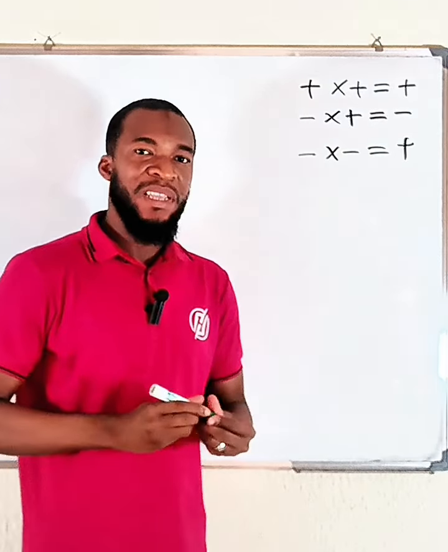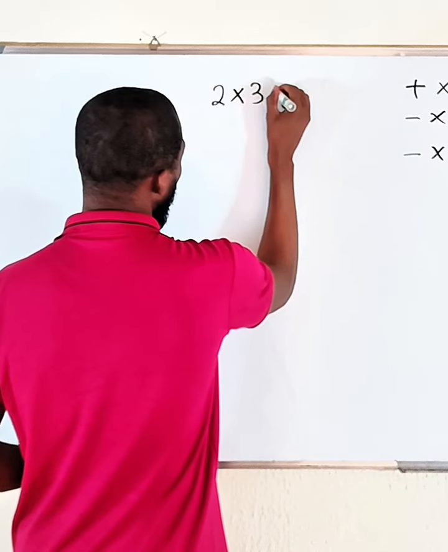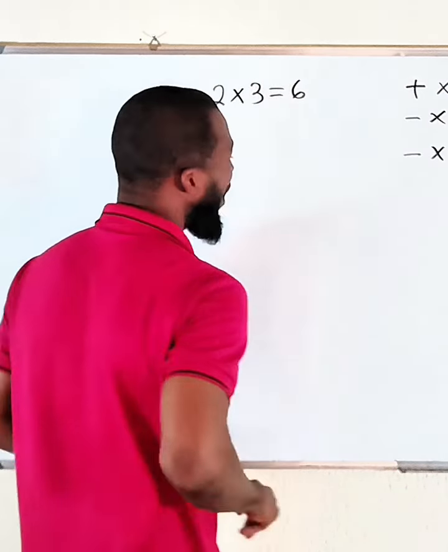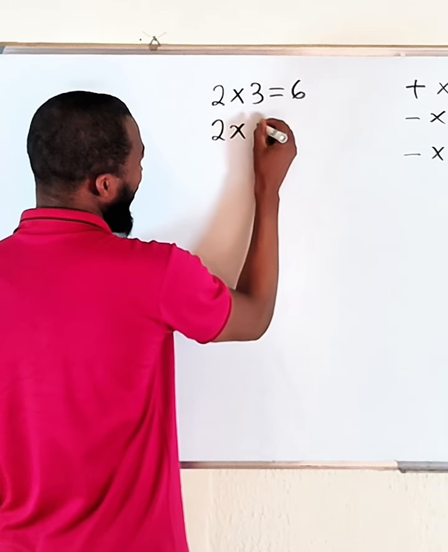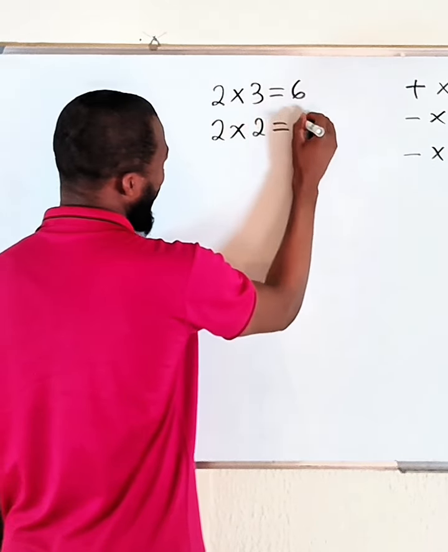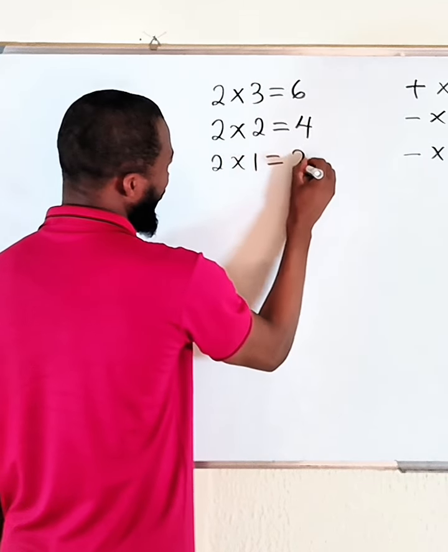So let us look at it logically. Let me take a very small number, 2. If you multiply 2 by 3, this is definitely 6. We have no problem with that. If I should take 2 and I multiply it by 2, this will give us what? 4. 2 multiplied by 1, this will give us 2.